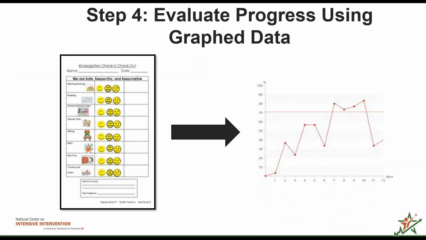So again, we're going to take all those forms that we have, and we're going to put them into those graphs. And just as with academic progress monitoring, this allows us to see more quickly if we need to adjust instruction or intervention. We don't want to wait for the student to fail. We want to respond to their needs.